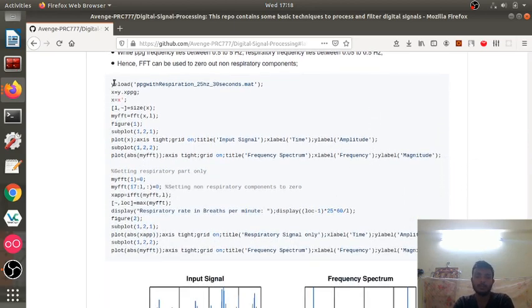So here is the MATLAB or Octave code. Here we are using the inbuilt FFT function. We are getting my FFT, and after that we are setting my FFT from 17 to its length to 0, and the first to 0. In MATLAB the indexing is from 1, so we have added 1 here.